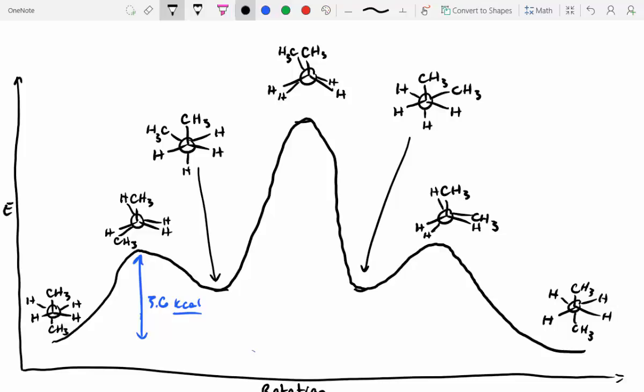All right, so let's take a look at some of these other energetic barriers. In order to go to this anti-periplanar conformation, it takes about 6.0 kcals per mole. And if you're just looking to make this transition from one staggered conformation to the other, you can do the math, and this is only about 0.9 kcals per mole.